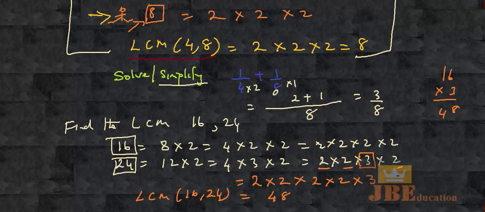Now let us see a small demonstration of this. Imagine you are asked to simplify 1 divided by 16 plus 1 divided by 24. Now you know the LCM is 48, so place 48. 16 divides 48 how many times? 3 times. So 3 times 1 is going to be 3. 24 divides 48 how many times? 2 times. So it's going to be 2. So the final simplified value that you would get is 5 divided by 48. Isn't it beautiful? Amazing.